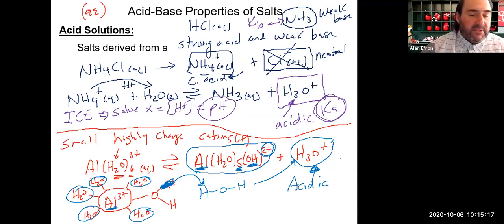So small, highly charged metals, a lot of times aluminum, maybe chromium, beryllium, some transition metals, copper, things like that, in these complex ions like the one here on the left, can react with water and produce H3O plus and thus be considered an acidic salt in that particular case. Any questions on those three things here?